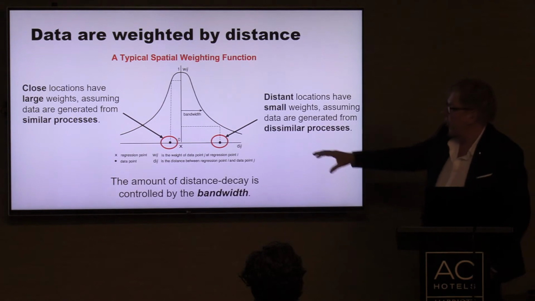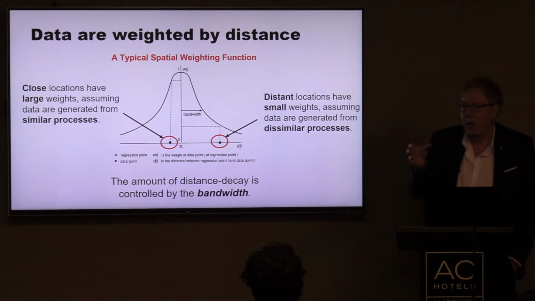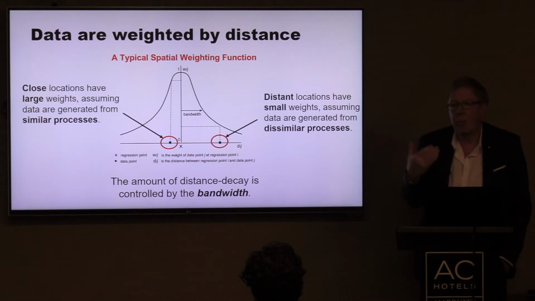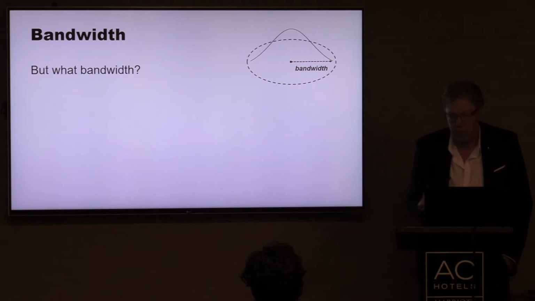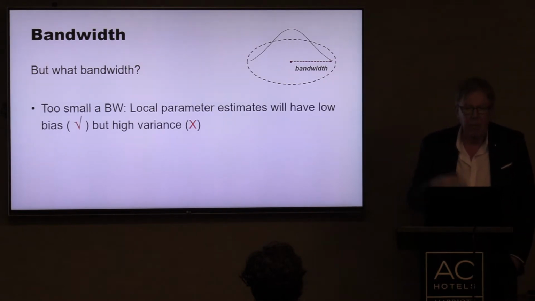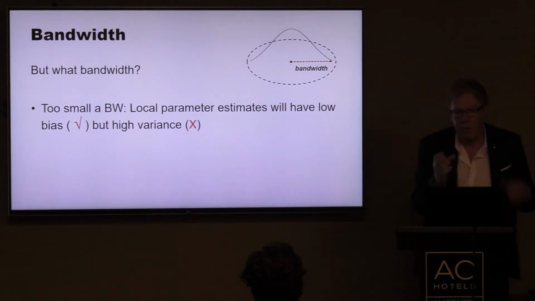So the amount of this distance decay effect, how we transfer distance into weights, is controlled by what we call the bandwidth. But what is this bandwidth? What do we mean by that? Well, think about what happens if we make it too small or too large.